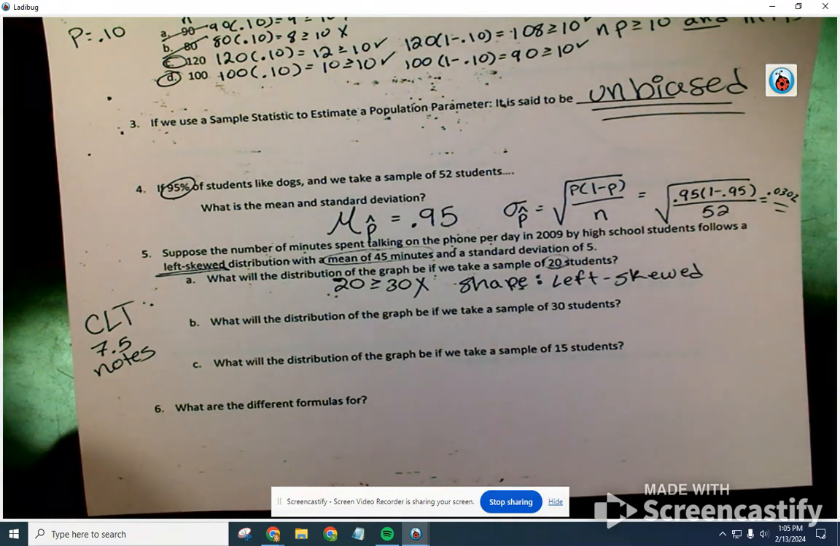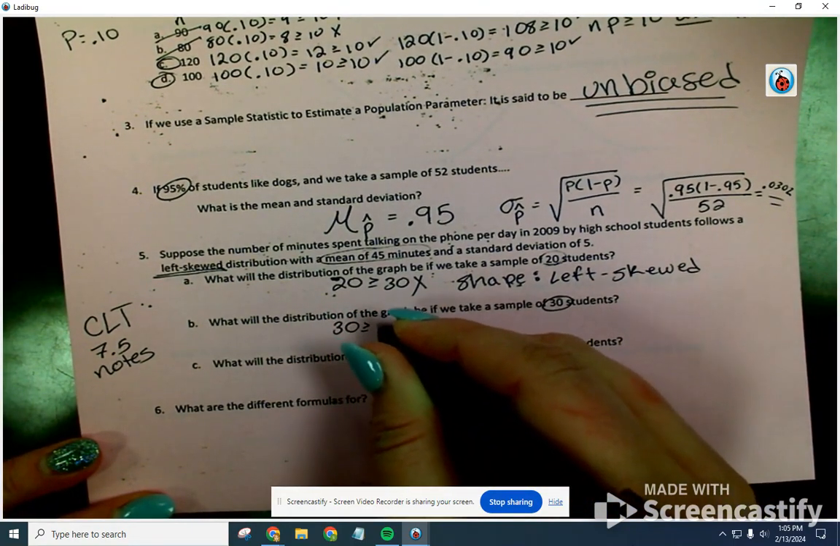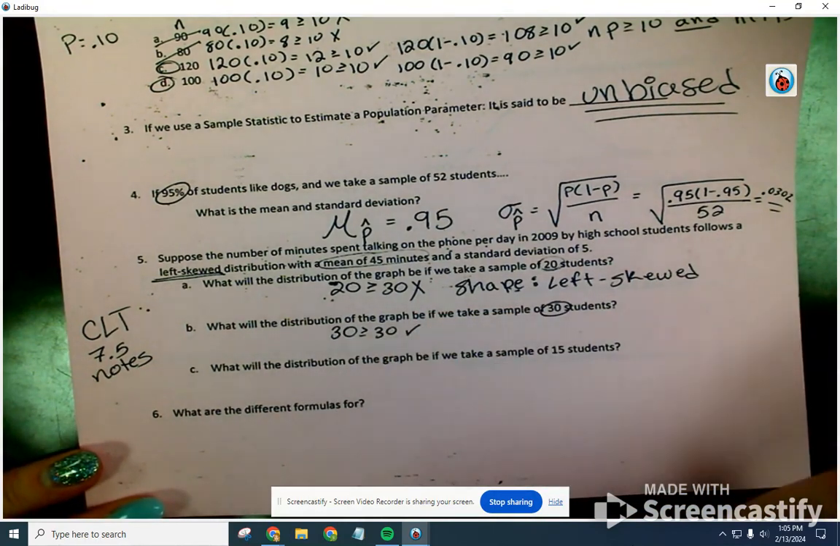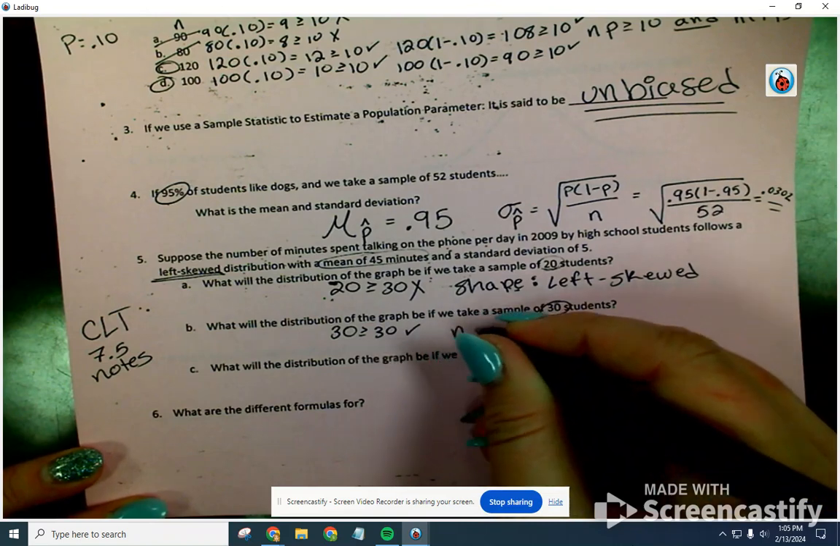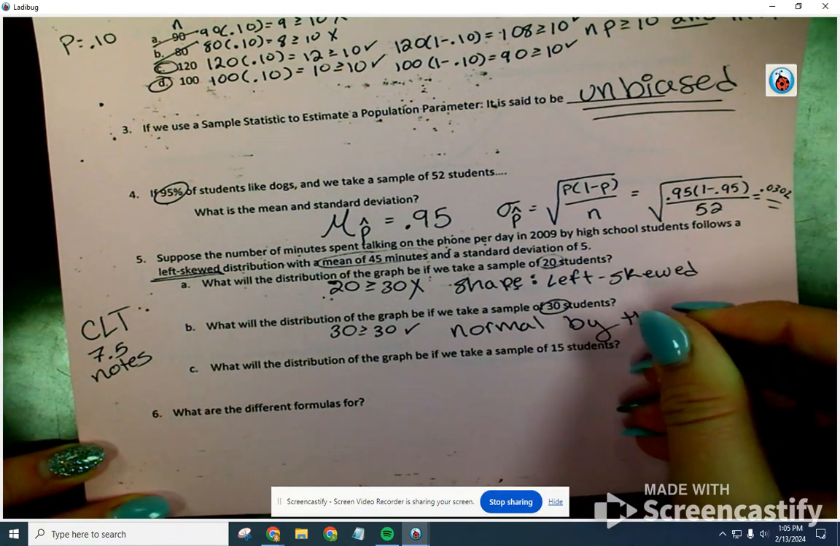Letter B says, what will the distribution be if the sample was 30? So is 30 greater than or equal to 30? Yes. So because the sample size is greater than or equal to 30, we're going to say that this is normal by the central limit theorem.